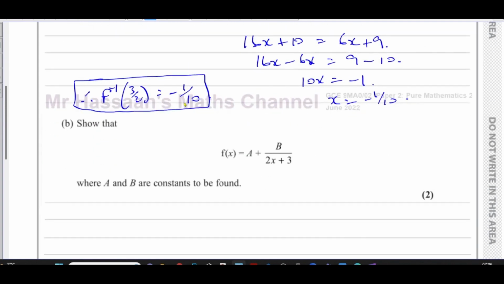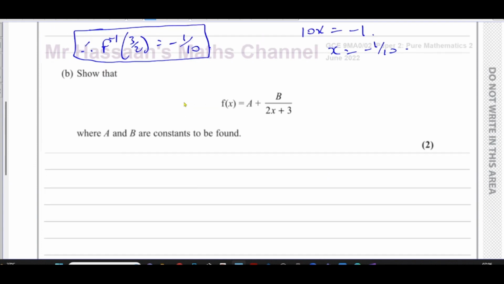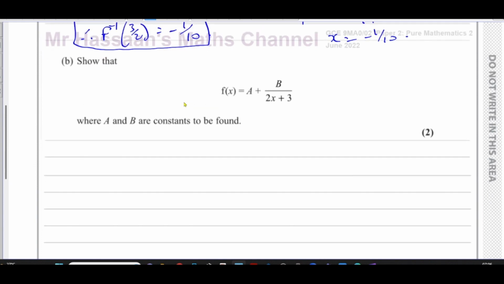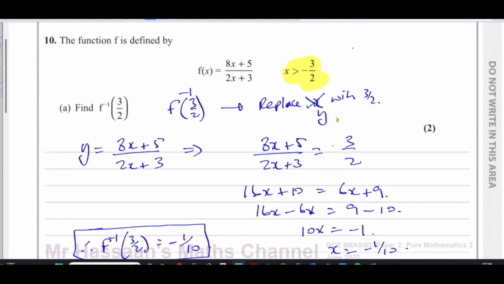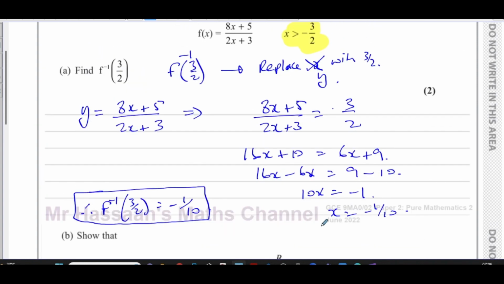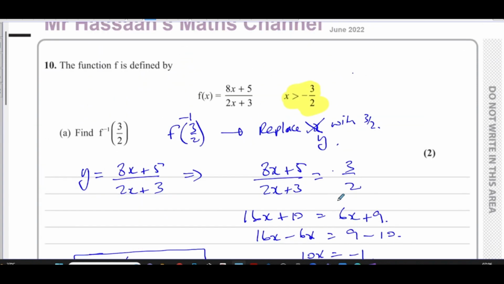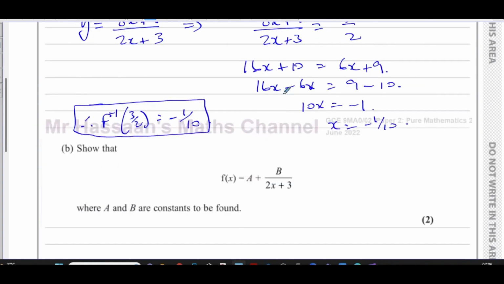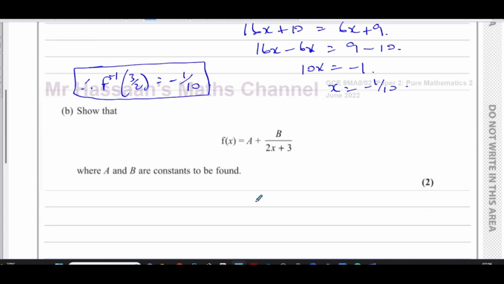Now, for part B, it says, show that f of x is equal to a plus b over 2x plus 3, where a and b are constants to be found. So basically, they want to split this improper fraction into a mixed number. So we have f of x equals 8x plus 5 over 2x plus 3. So you want to split this into this form here.